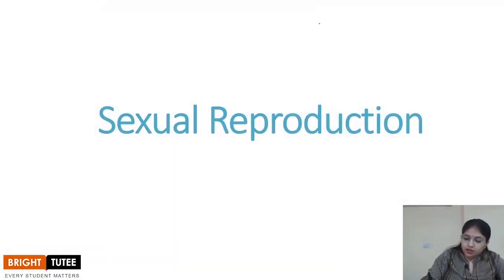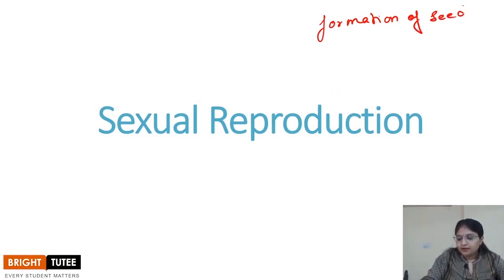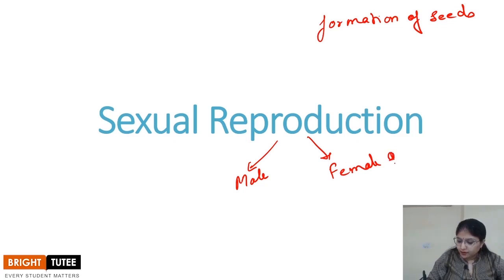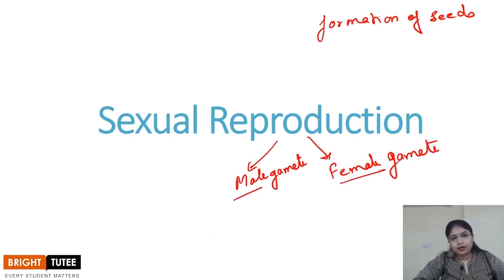In this reproduction, formation of seed takes place with the help of gametes. Sexual reproduction occurs with the help of male and female gametes, which are produced in male reproductive parts and female reproductive parts.